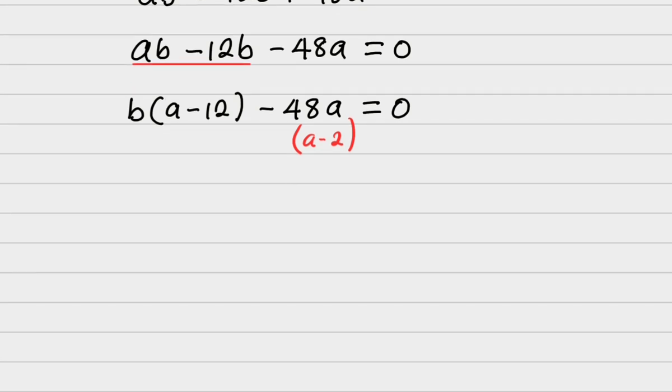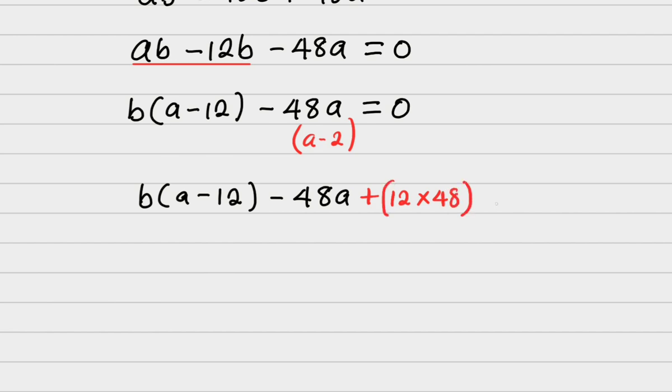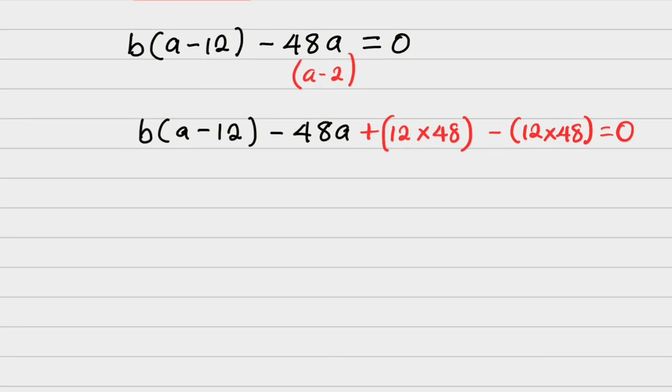Just watch. Let's have B into A minus 12, then minus 48A. Then I'm going to put in plus 12 times 48, and at the same time I'll subtract 12 times 48, is equal to 0. You agree with me? I didn't change anything. Everything is intact. Why I did this is because I want to factorize things out.